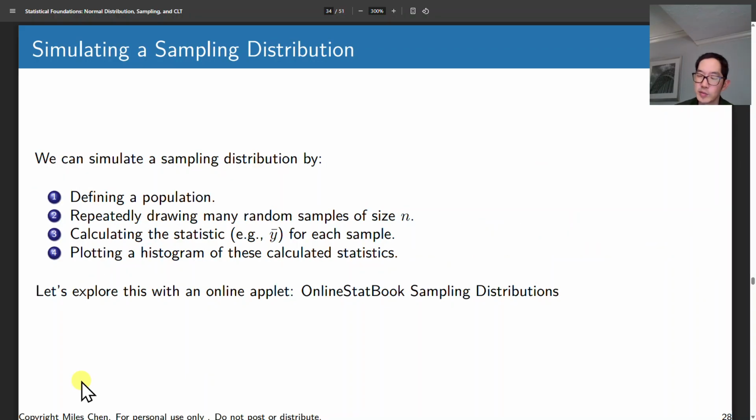So to demonstrate this, we can simulate this by defining a population, and then we're going to randomly draw a random sample of a given size. And we're going to do this again and again and again. Each time I draw a random sample, I'm going to calculate a statistic. In our case, we'll calculate the mean of the sample. And we will keep track of all of these things and make a little histogram, okay? And there's this little website that we can use.